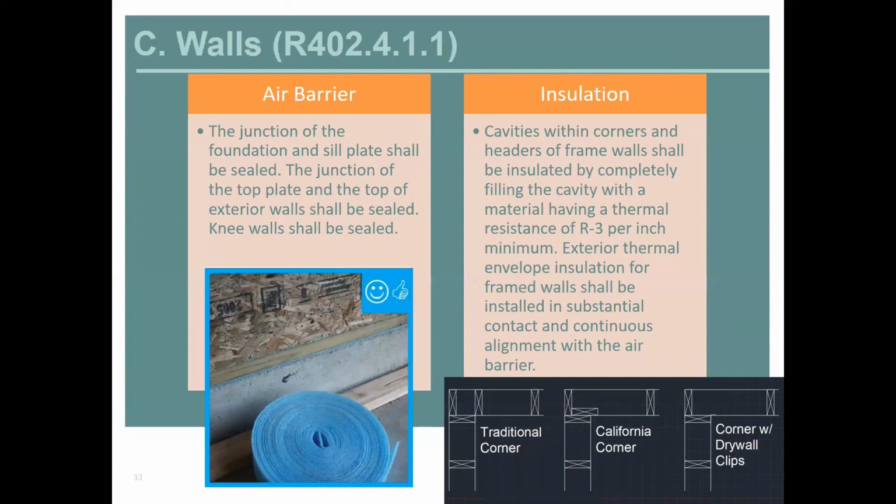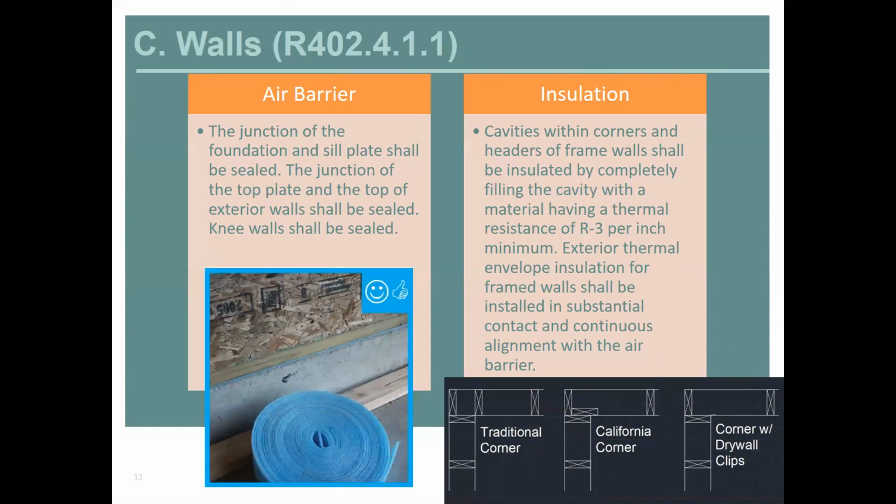Alternatively, it could be done as a California corner, which is in the center depiction, where all we've done is turn that stud. We still provide that nailing flange, that nailing surface for the drywall. But just by turning that stud, it's now much easier to insulate the cavity after the fact, because insulation can be brought in from the inside. Another method is to just use a corner with drywall clips, which is more common for commercial construction, and is now being seen more and more in residential construction, because drywallers who deal in both residential and commercial are very familiar with the product and understand how to use it.